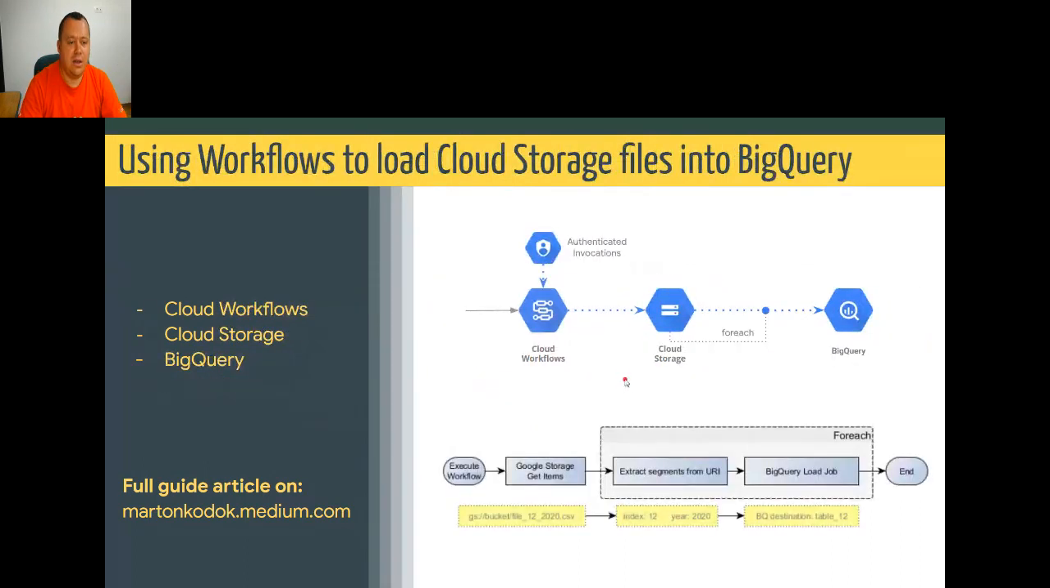Next, another example is to use Cloud Workflows to load Cloud Storage files into BigQuery, which means you trigger a Cloud Workflow that looks at Cloud Storage. For example, it lists some files in a bucket, in a folder. There are ways to filter these kinds of operations. And then for each item in the list, the data is placed into BigQuery.